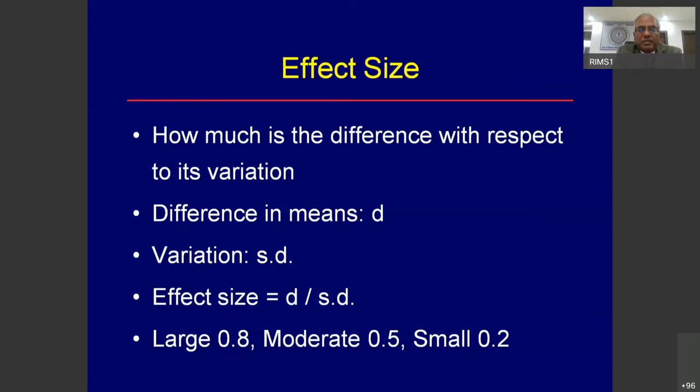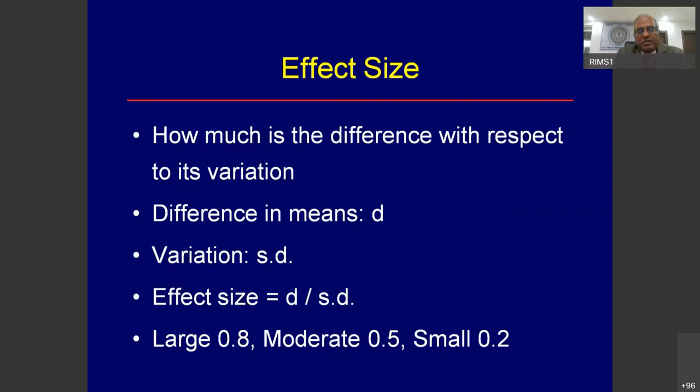And then Cohen even went to the extent of saying what will be called large effect size, what can be called moderate effect size, and what can be called small effect size. So if this ratio, that is the signal versus noise ratio, which is called effect size, is 0.8, it will be called large effect size. If it is 0.5, it is called moderate effect size. If it is 0.2, it is called small effect size. So that's something which you need to remember.